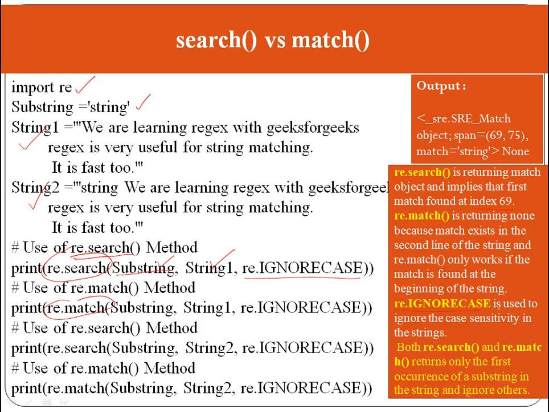And re.IGNORECASE is used to ignore the case sensitivity in the string. So the crux is that both re.search and re.match return only the first occurrence of a substring in the string and ignore the others.